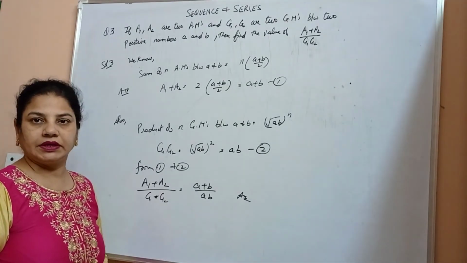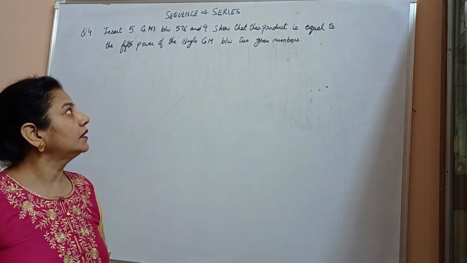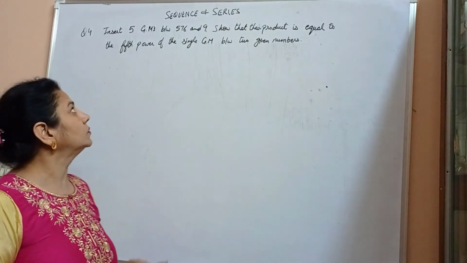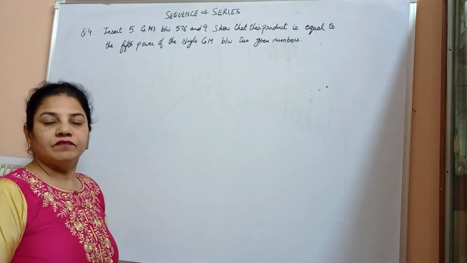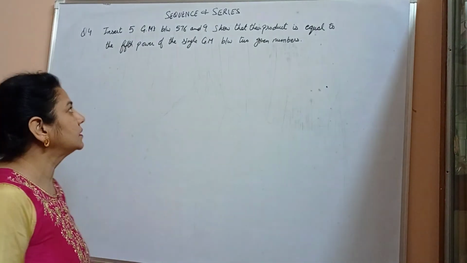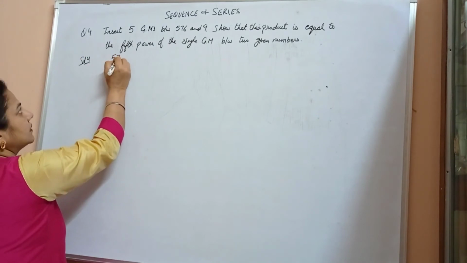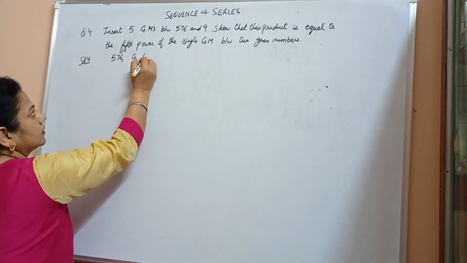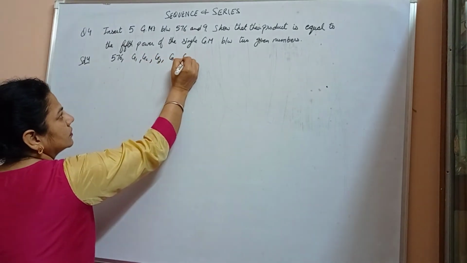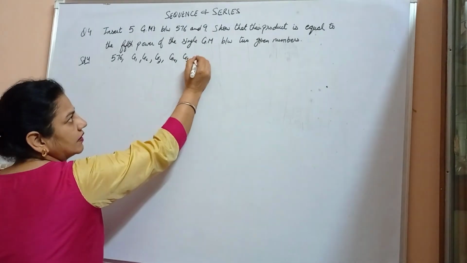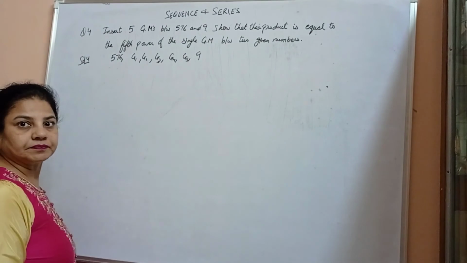Insert 5 geometric means between 576 and 9. Show that their product is equal to the fifth power of the single geometric mean between the given two numbers. First of all, we insert the 5 geometric means. We get 576, then G1, G2, G3, G4, G5, which are the 5 geometric means between the two numbers 576 and 9.